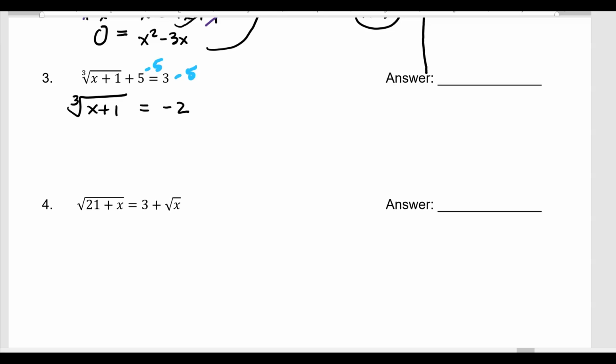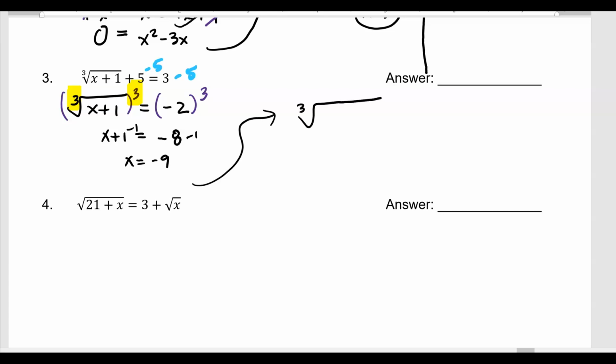Now what do we have to do after we've isolated this? So what is the second step? Well, we're going to have to cube both sides because we have a perfect cube. And because we have the same number here and the same number here, the radical goes away because they are inverses of each other. And we have just x plus 1 on the left side equals negative 8, since a negative 2 times a negative 2 times a negative 2 is negative 8. And then we're going to subtract 1. X equals negative 9.